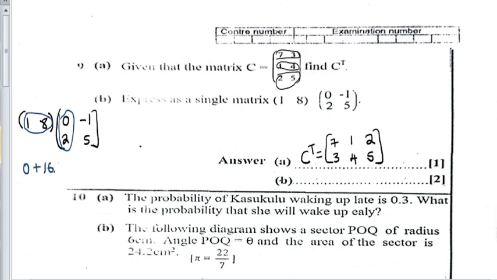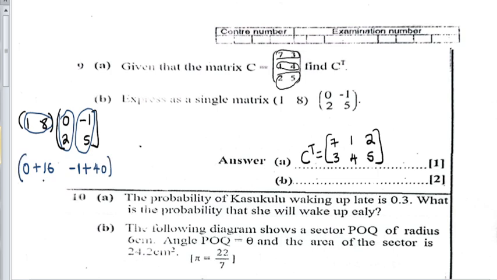So that is what we have. Then we move to the other side, we multiply with this other column. 1 multiplied by -1, we are going to get -1, plus 8 multiplied by 5, we get 40. So I'm going to write them like that.